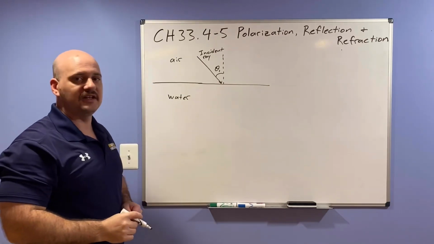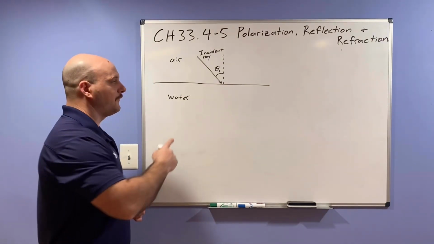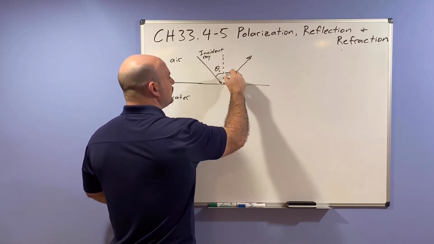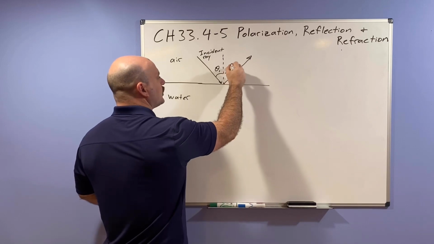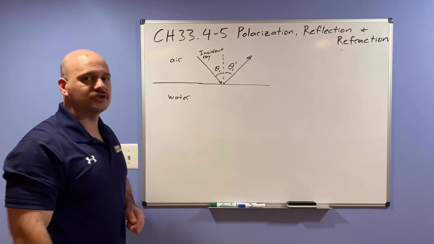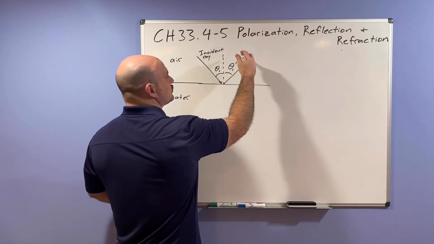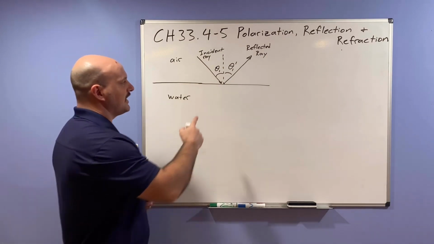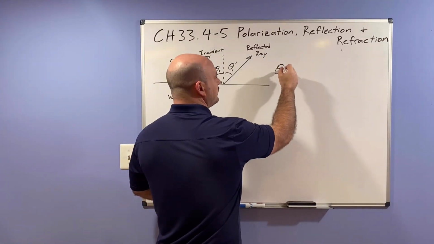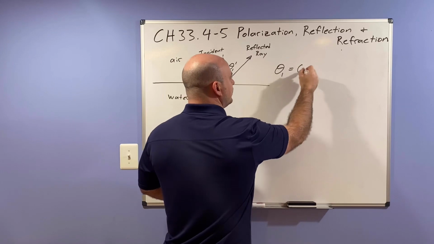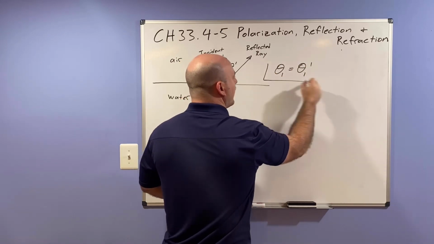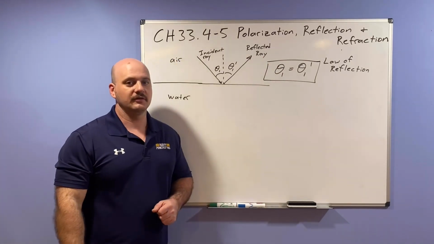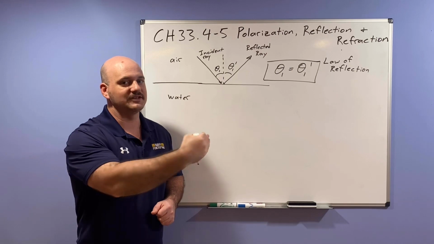It's the incident angle. Now, when that ray reflects off of the surface, it reflects off at an angle that's equal to the incident angle. We're going to call that theta 1 prime, and that is called the reflected angle, and this ray is the reflected ray. The law of reflection tells us that the incident angle theta 1 is equal to the reflected angle theta 1 prime. This is the law of reflection. Just like in billiards, you've got to know your angles. The angle that it goes in is the same angle it comes out.